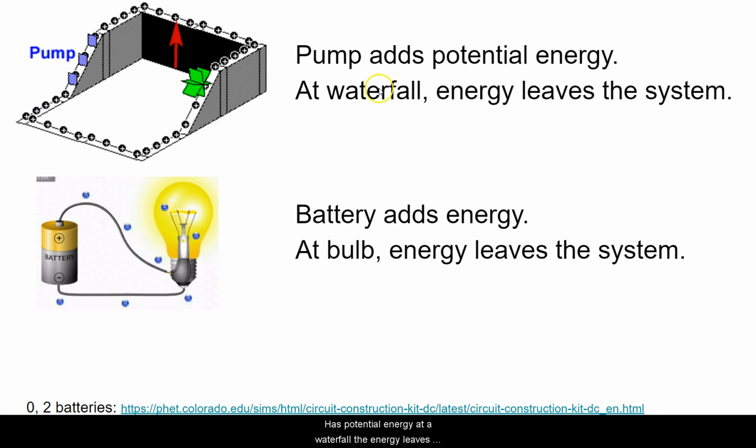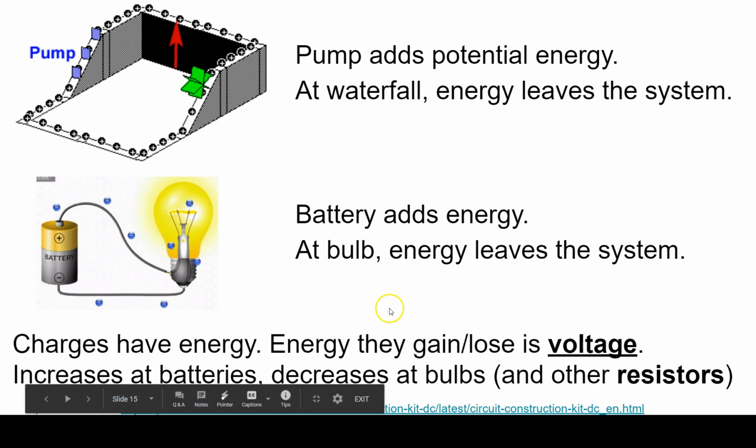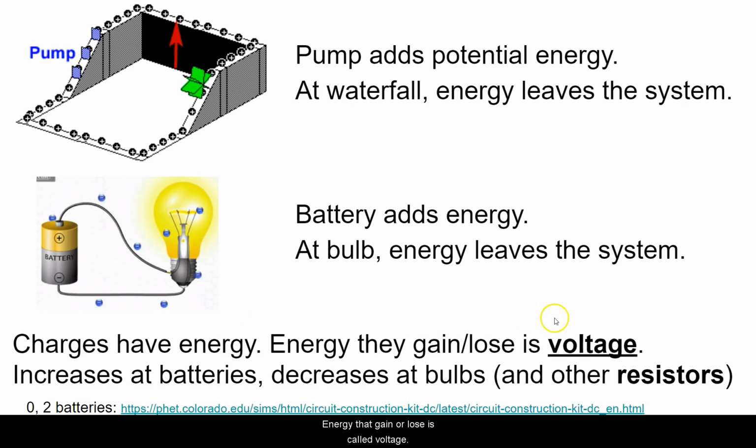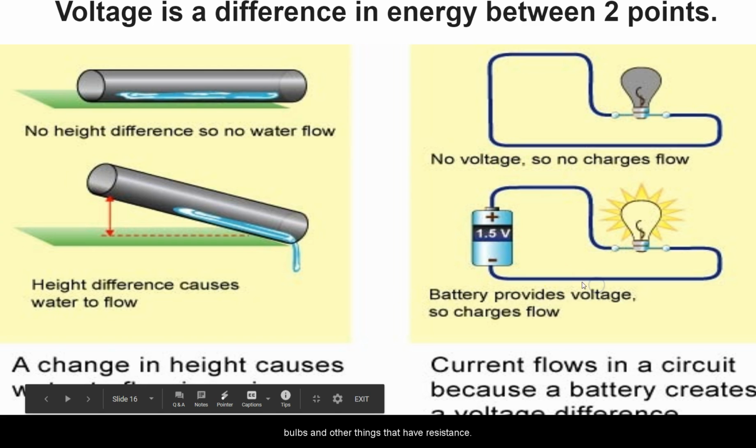Pump adds potential energy. At a waterfall, the energy leaves the system. So that's just what I was saying here with this animation. So charges have energy. Energy they gain or lose is called voltage, which increases at batteries, decreases at bulbs, and other things that have resistance.